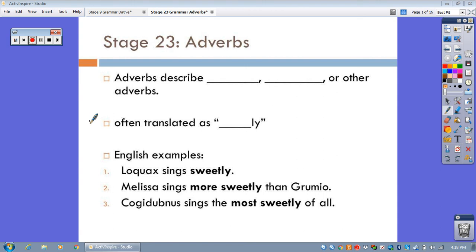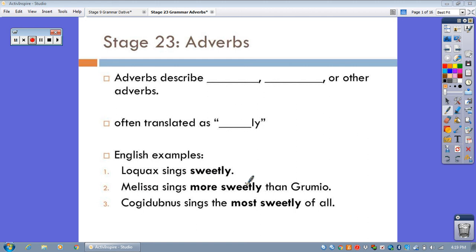Page 23, adverbs. Okay, what's an adverb? We always have to start there. An adverb is a word that describes, wait for it, a verb, adjective, or other adverbs. They're often rendered or translated as -ly. Look at these three English examples. Loquax, remember him, sings sweetly. Ooh, what does the adverb do? It's sort of modifying sings. It tells you how he sings, right? Adverbs often tell you how.